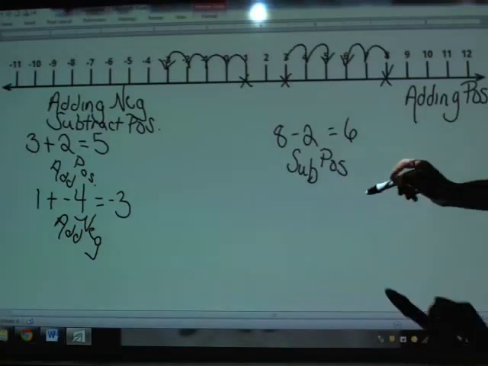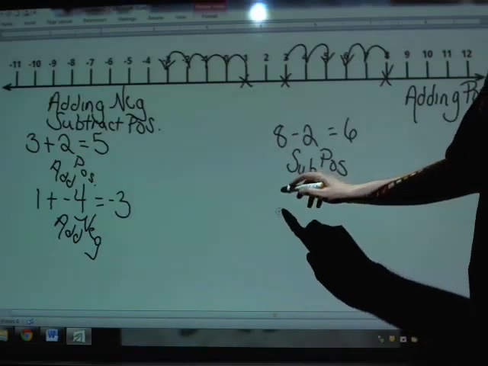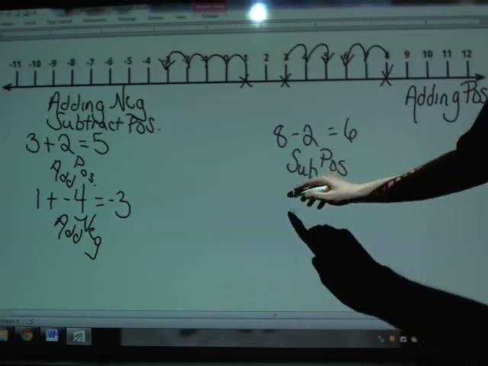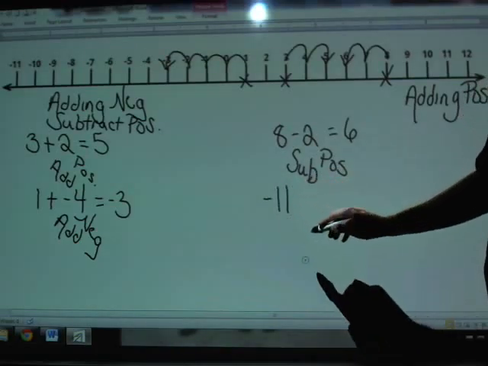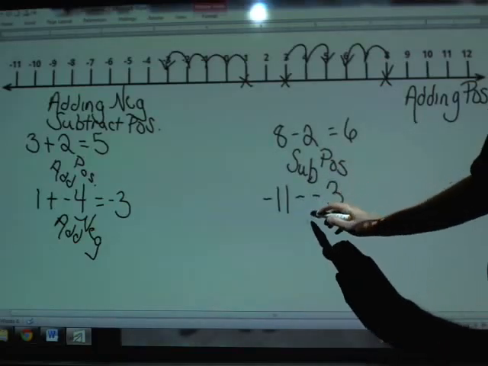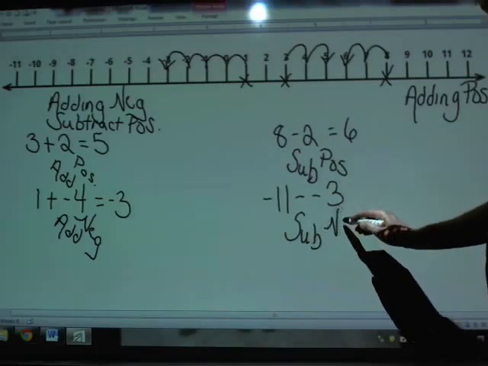Well, that means the other thing I could have left to do would be to subtract a negative. So let's go ahead and take a look here at negative 11 minus negative 3, which is, again, the only option I have left, subtracting a negative.